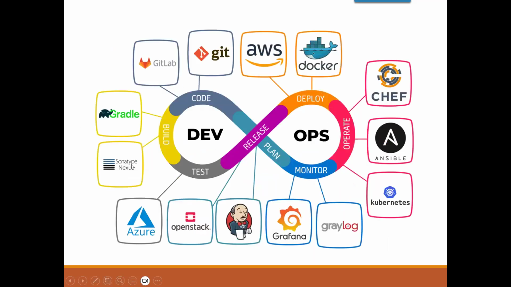So you can see these are the tools for coding. As I told, like source code management, these are GitLab and Git. For deploying the application, you need to learn cloud or Docker, so AWS, Docker. Then for configuration, you have to learn Chef, Ansible, Kubernetes. For monitoring purposes, again there are tools, Grafana, Graylog. And for release or pipelines, Jenkins is there. So these are the multiple tools.